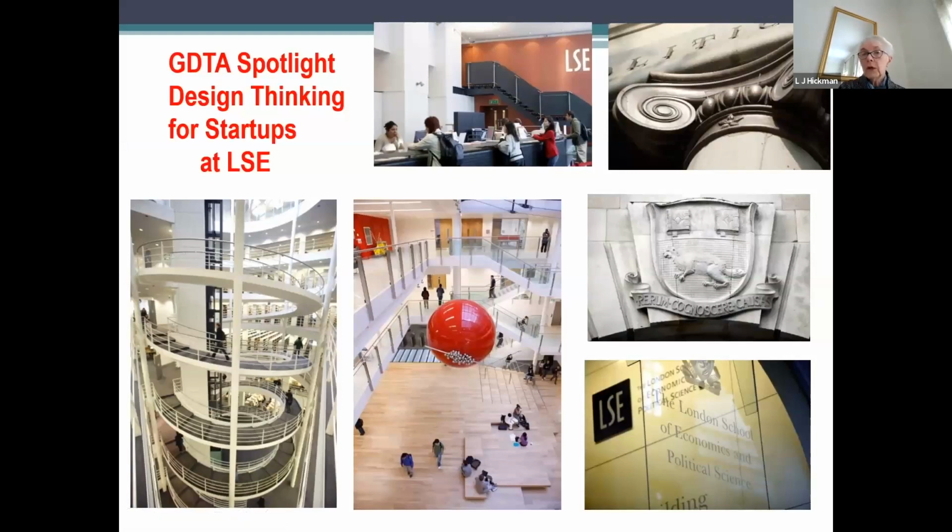LSE is a well-known institution. It was founded in 1895 by the Webbs, and they were social thinkers, and their mission was to make the world a better place. So that's a pretty big mission to have. You can see here the windy stairs at our library, the building where I teach, that's called the new administration building. Up here is the old administration building and some of our architecture.